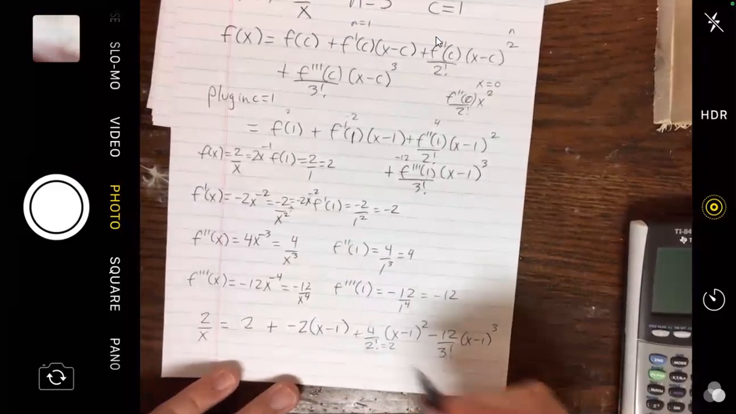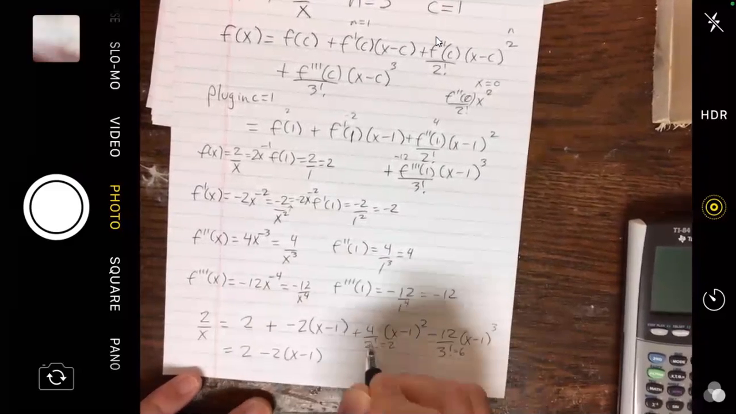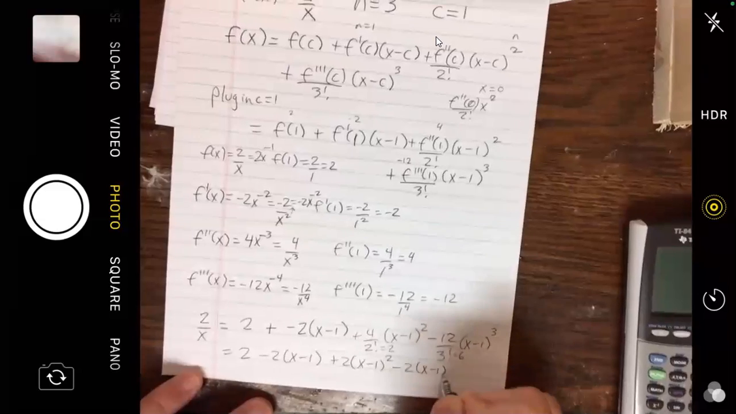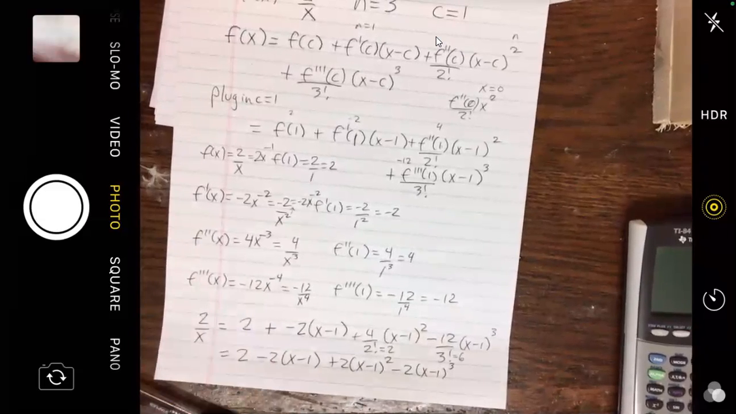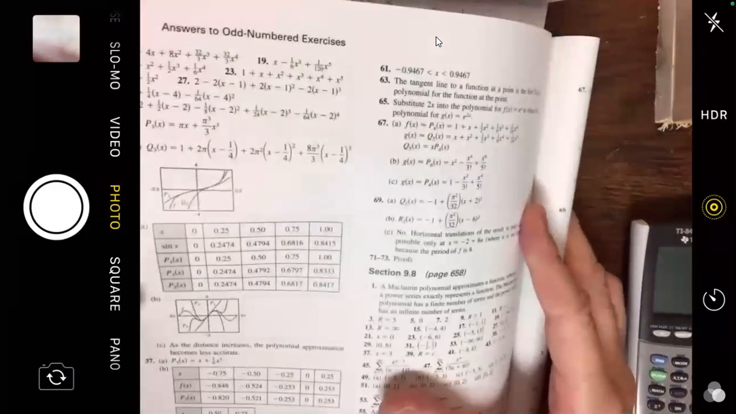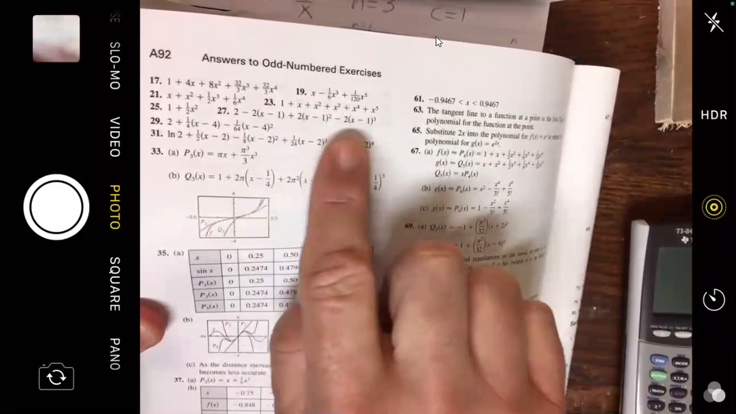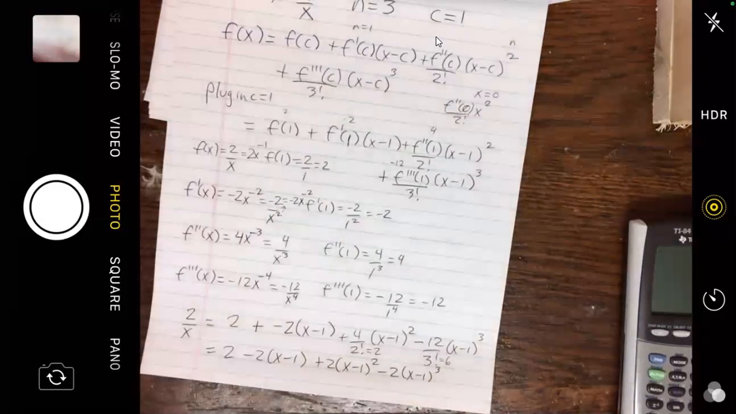If you want to clean these up, 2 factorial is 2 and 3 factorial is 6, 3 times 2 times 1. So you get 2 minus 2, x minus 1, plus 2, x minus 1 squared, since 4 divided by 2 is 2, and minus 2, x minus 1 cubed. I don't know if that pattern of adding and subtracting 2's holds. Let's see. Yep, looks like that's what they've got. My guess is that the plus 2's and minus 2's alternate all the way through. Those patterns usually come up and hold. That's about all we can show you for 9-7. Do you want to see any more?